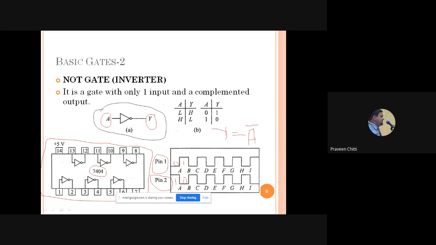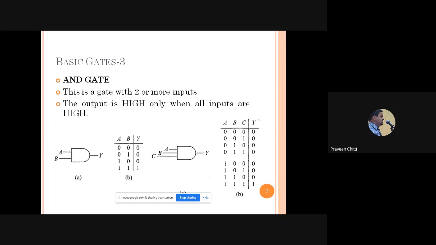See, there should be response from your end, otherwise I will not be able to make out whether you are following it or not. No, sir. No means you have not understood. No, sir. No, I have doubts. Understood. No doubts, sir. Okay, fine. Then we'll move on to the next gate, right?